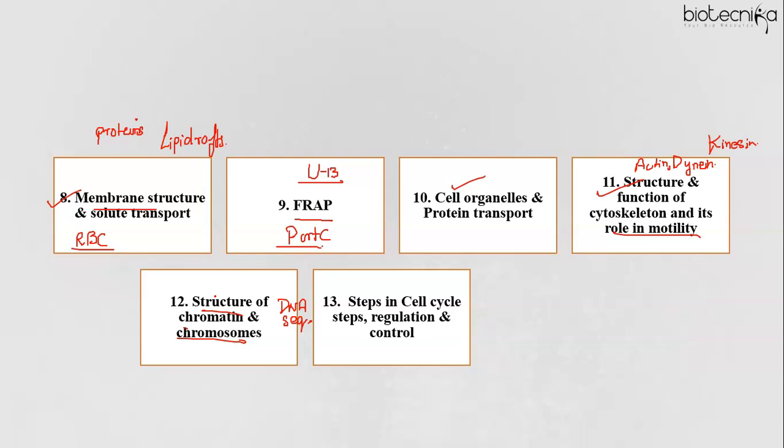Then the cell cycle is again very important. You study the cell cycle in unit 2, subunit D. The cell cycle is important because you study recombination and crossing over in unit 8 as well. So the basic concepts of the cell cycle should be clear.